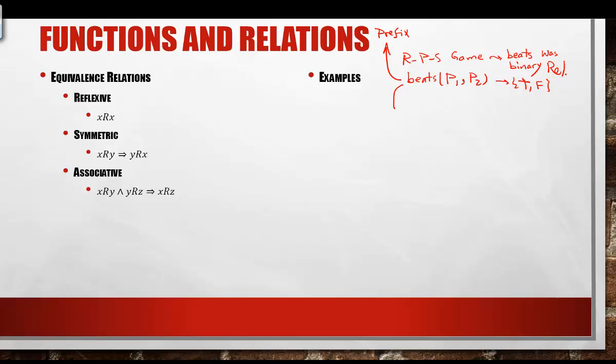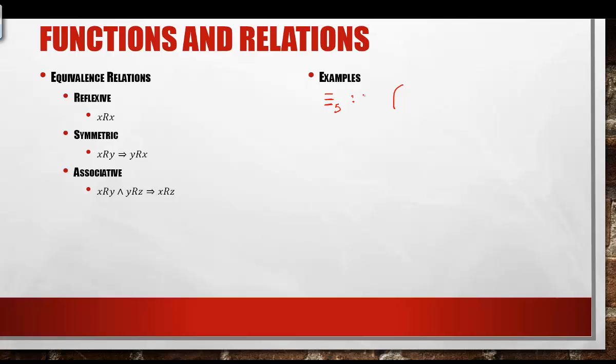Alright, so let's talk about another example. In this example, let's say that we want to define a relation on integer numbers. Let's suppose that we define this relation by definition, and let's call it mod 5. So we call this mod 5 to be the relation from the set of natural numbers cross natural numbers onto true or false.